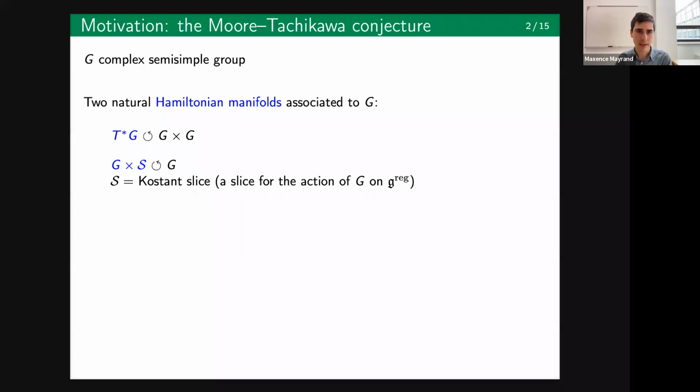And another nice one is you take the so-called Kostant slice of the group. So that's a slice for the coadjoint action of G on the set of regular elements. So that's a symplectic manifold. And the action of G on this left factor by left multiplication is Hamiltonian, giving you a Hamiltonian G manifold.